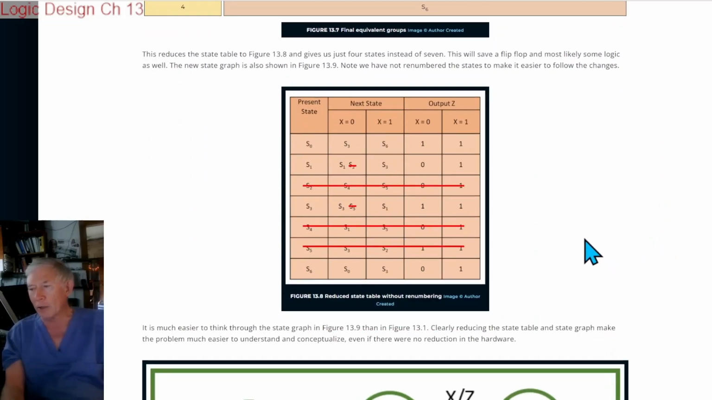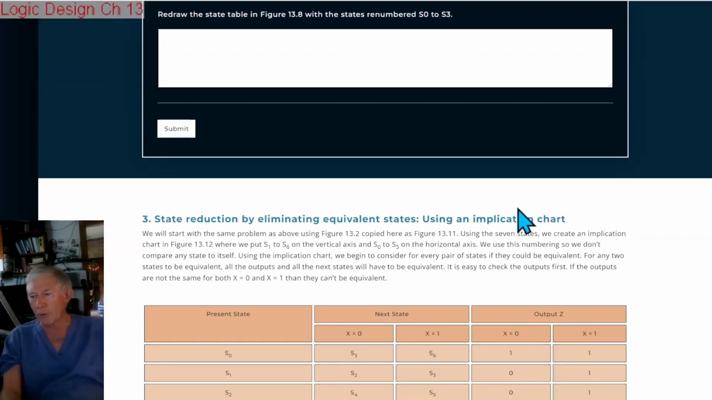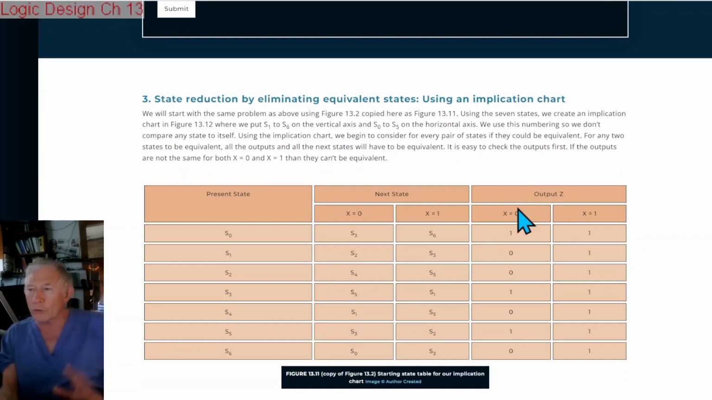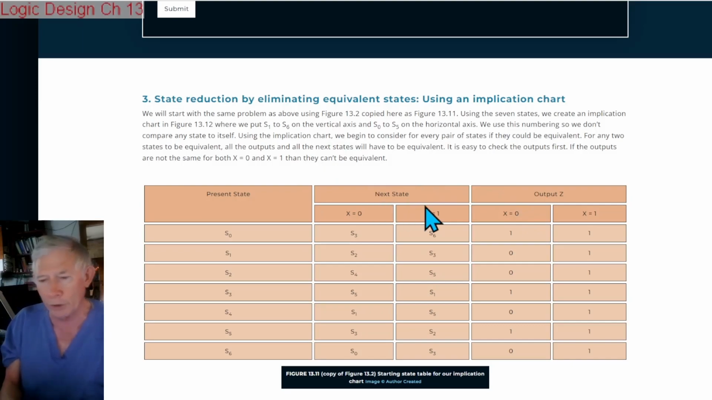And that gives us our reduced state table, where we have crossed out 3 states, and we're left with these, and here's our new graph, and so forth. All right, now we can also do this with an implication chart. I'm not going to spend a lot of time on this. I just want to expose you to it a little bit so you have the idea.